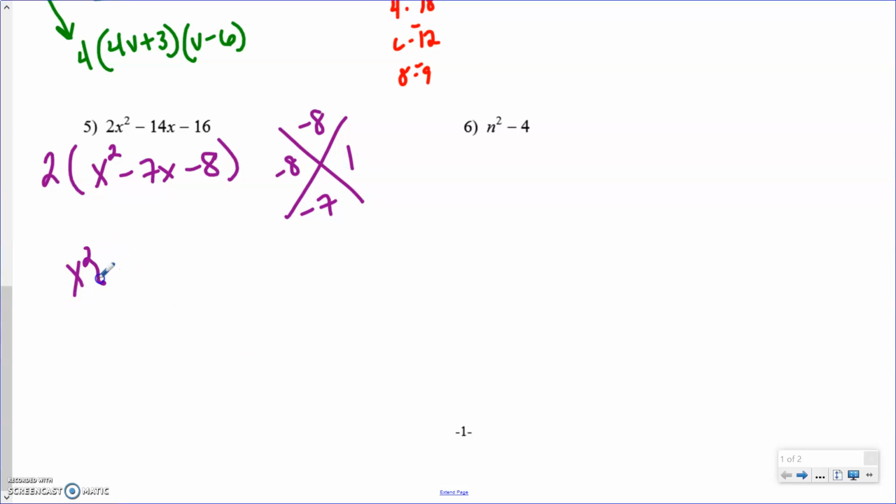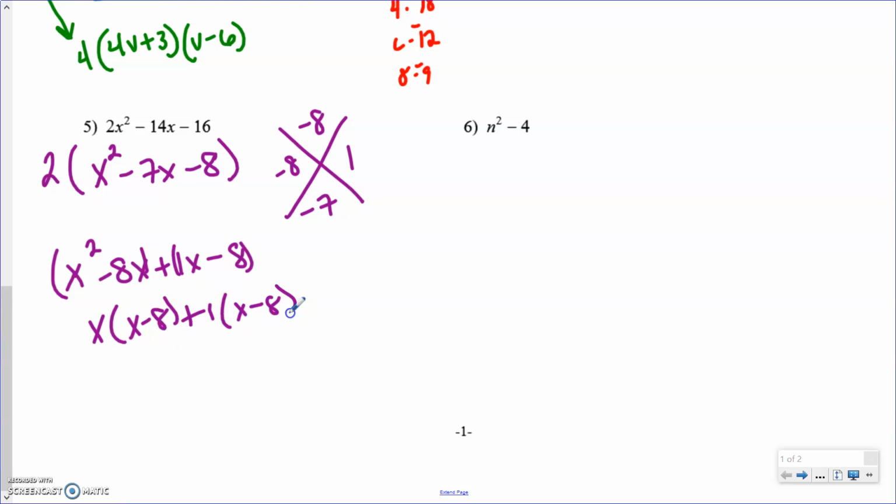So if I do x squared minus 8x plus 1x minus 8, because this one's staying the same here, to go back to the beginning, make 2 groups. I can take an x out of the first group. I can take a 1 out of the second group. And then these match. So I'm going to pull them out front. x plus 1 in the second group, that 2 comes down out front.